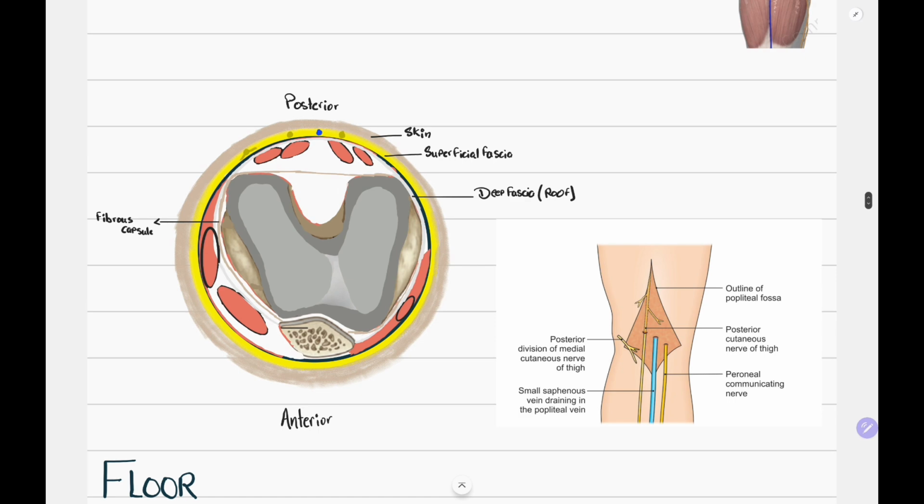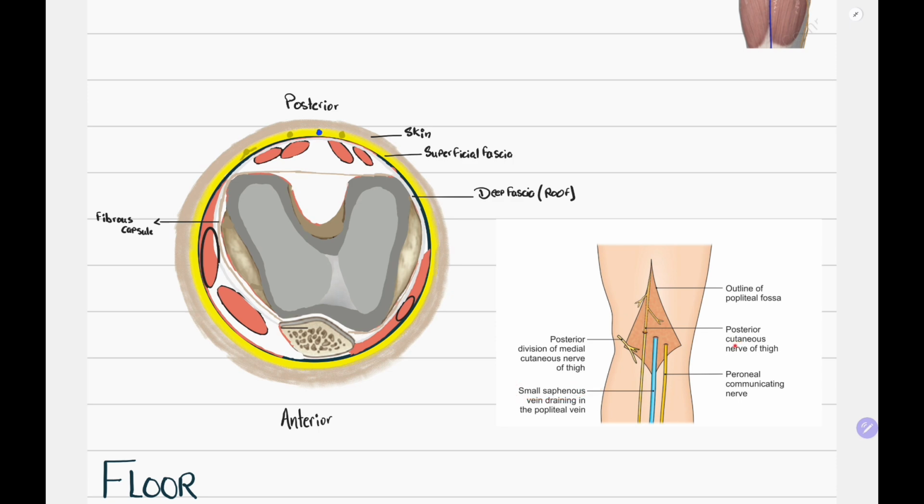So this is another diagram that will make you understand more clearly. This is the posterior view of the knee. Here is the popliteal fossa, and over the deep fascia lies the superficial fascia. In that superficial fascia itself, there are three nerves running. These three nerves are posterior cutaneous nerve of thigh, posterior division of medial cutaneous nerve of thigh, and peroneal communicating nerve, and lastly one vein which is the small saphenous vein.